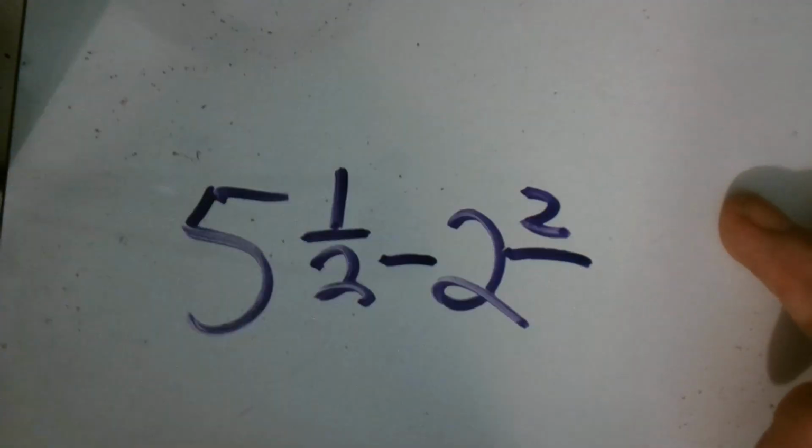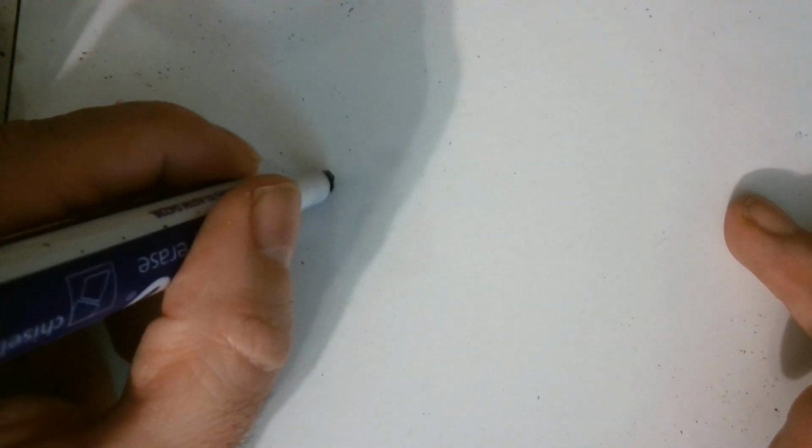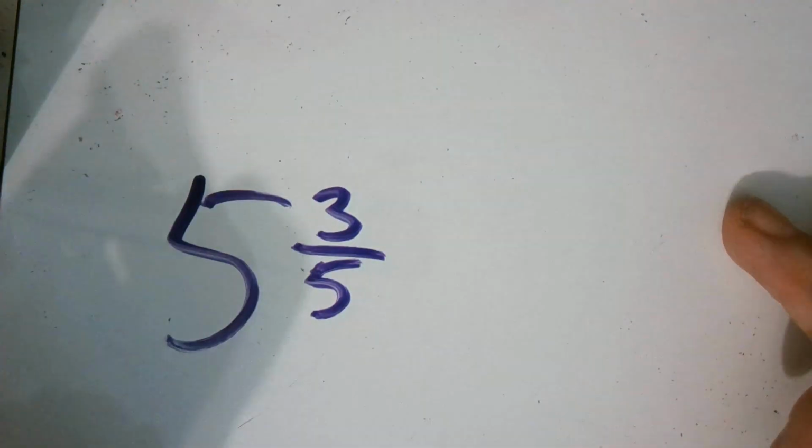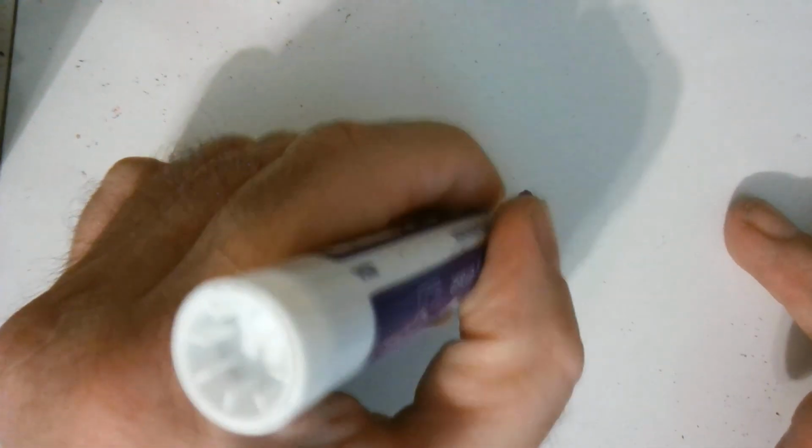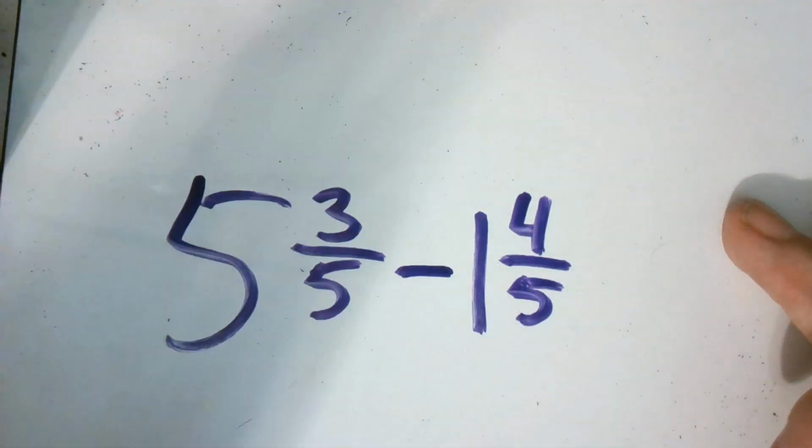Sorry about that. I gave a problem that would be even harder. We're not even covering that. So 5 3/5 minus 1 4/5.